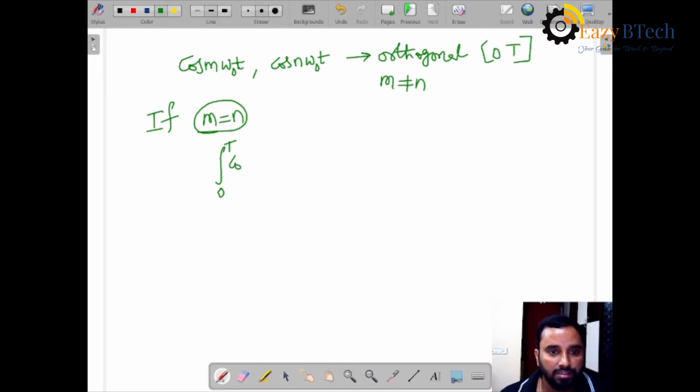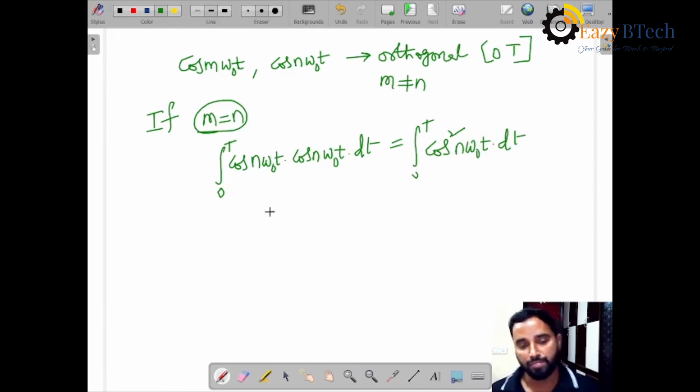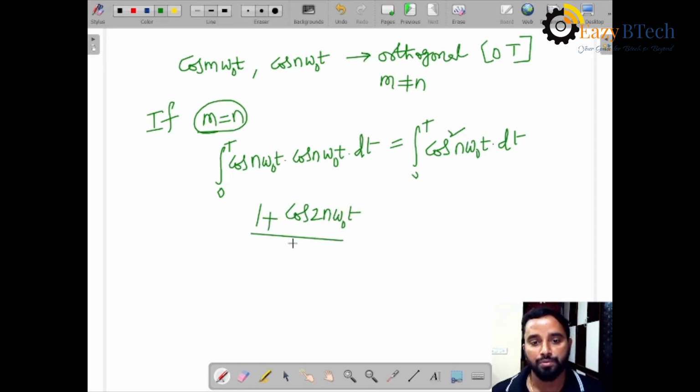cos n omega naught t into cos n omega naught t dt, which is the integral from 0 to T of cos square n omega naught t dt. We can write cos square theta as (1 plus cos 2 theta) by 2, so this becomes the integral from 0 to T of (1 plus cos 2n omega naught t) by 2 dt.